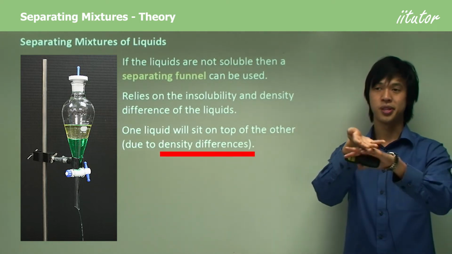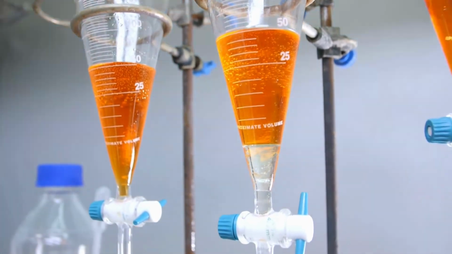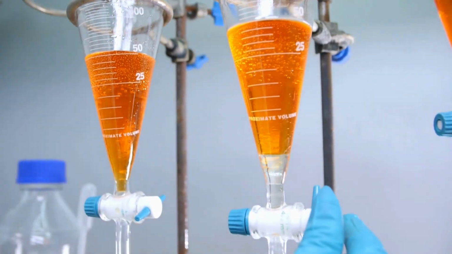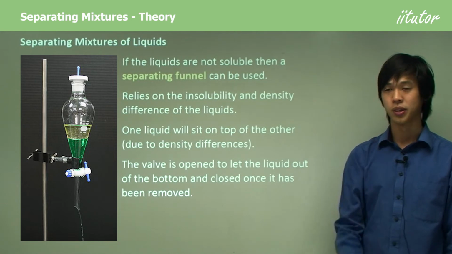So one liquid will sit on top of the other due to the difference in density. Because it's less dense, it will sit on top, right? That's why hot air rises. So what happens is, see this valve at the bottom here? We just open it essentially. So we open it and the liquid at the bottom leaves. So we're draining out this liquid, and then we close the valve when we see that it's about to hit the oil, okay?